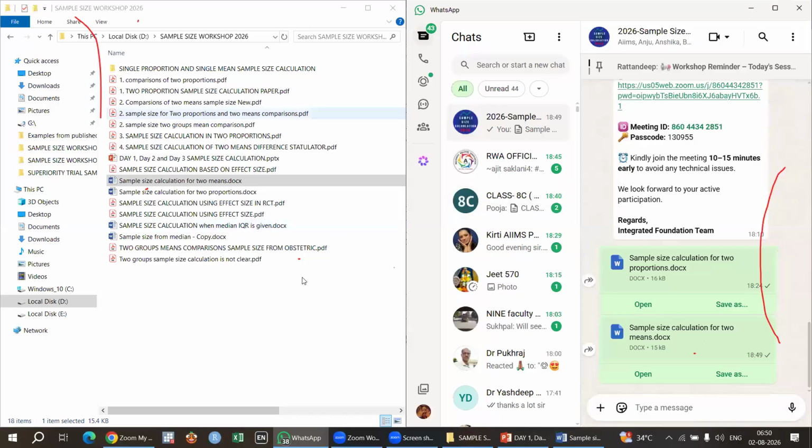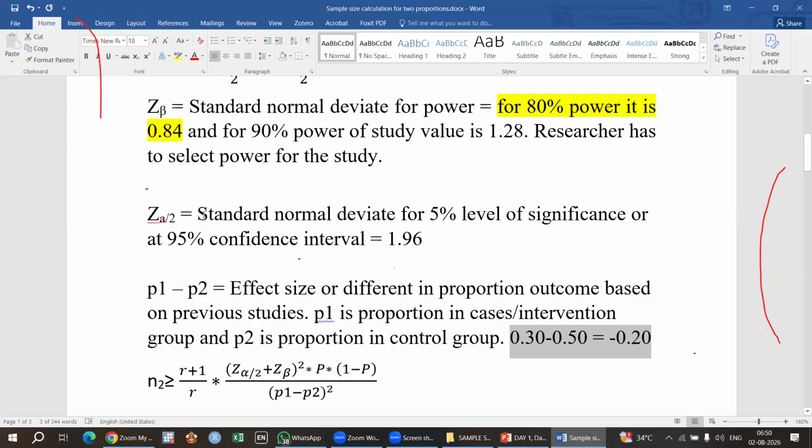Please download this and use this, and we will do one by one. Okay. This is Z alpha by 2. It is at 95%, 1.96.